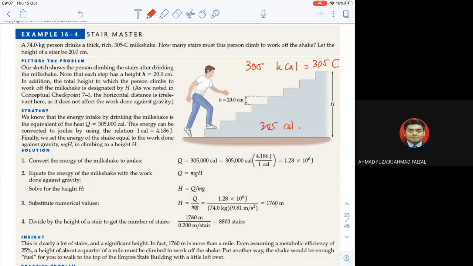Now you can easily get joule. Just do some conversion. 1 calorie is equivalent to 4.186 joule. So in the end, you will get 1.28 × 10^6 joule. So the quantity of heat is equivalent to mgh. So what does mgh mean? It's energy, a potential energy. Because we want to know the height, or how many stairs, first we must know what is the height that this person should climb in order to work off the milkshake, because he already drank a very thick and rich milkshake. Because the milkshake contains 305 kilocalorie. So how to burn off these things?